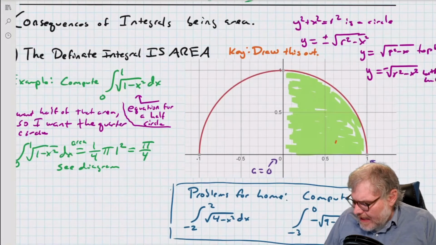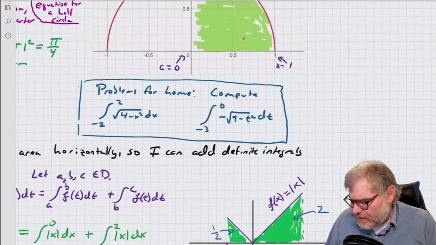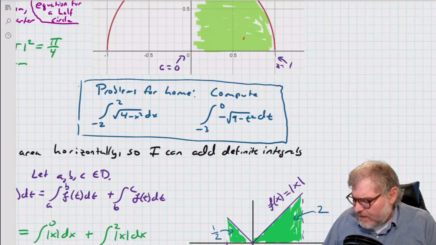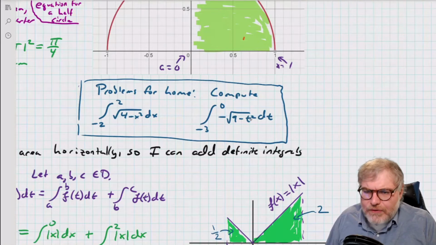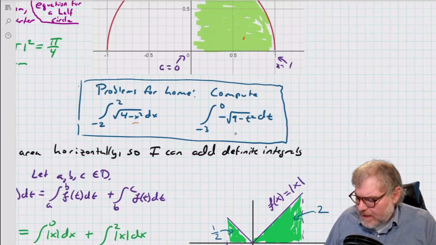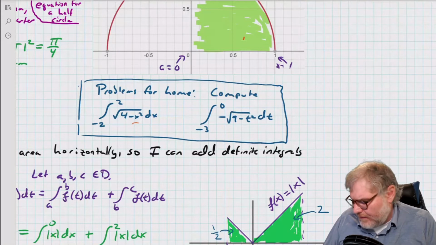So go ahead and hit pause and compute the integrals from negative 2 to 2 of the square root of 4 minus x squared, and from negative 3 to 0 of negative square root of 9 minus t squared. These are both circles. This is going to be a quarter circle, and this is going to be the whole half circle. Figure out which half.